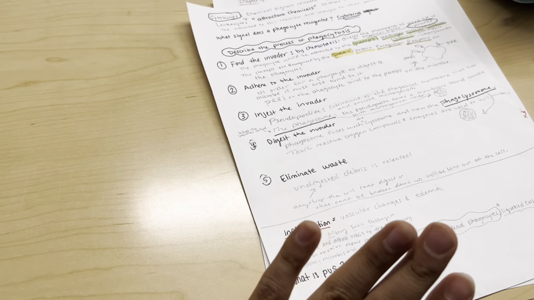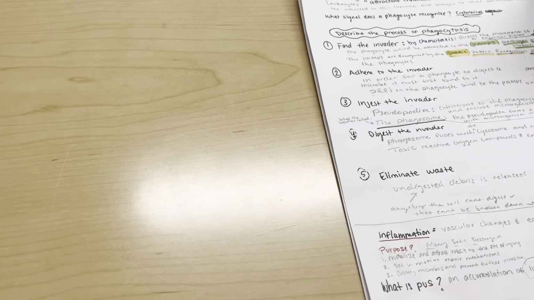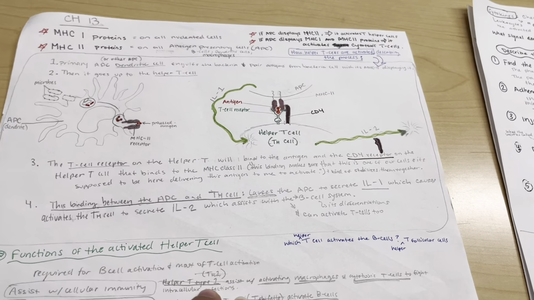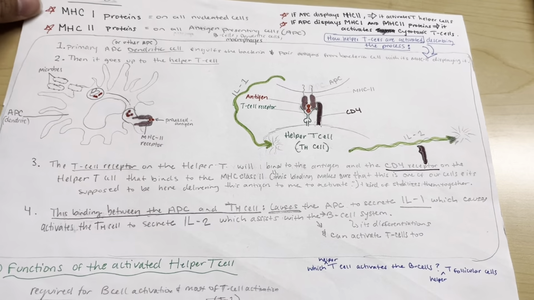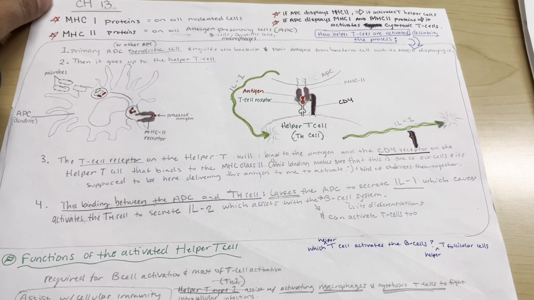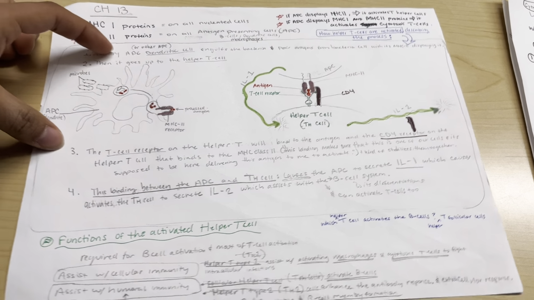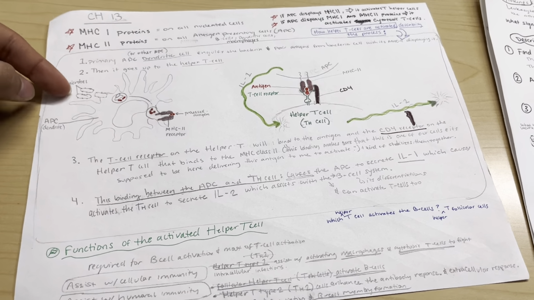And for the processes that were more visual, for example, how helper T cells are activated in chapter 13, I took a different approach, actually drawing the picture out a bit more. To me, this was really helpful.